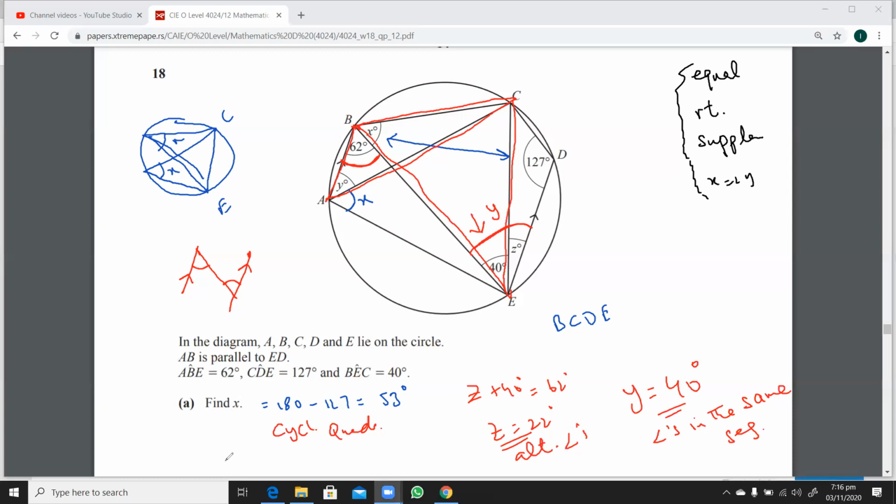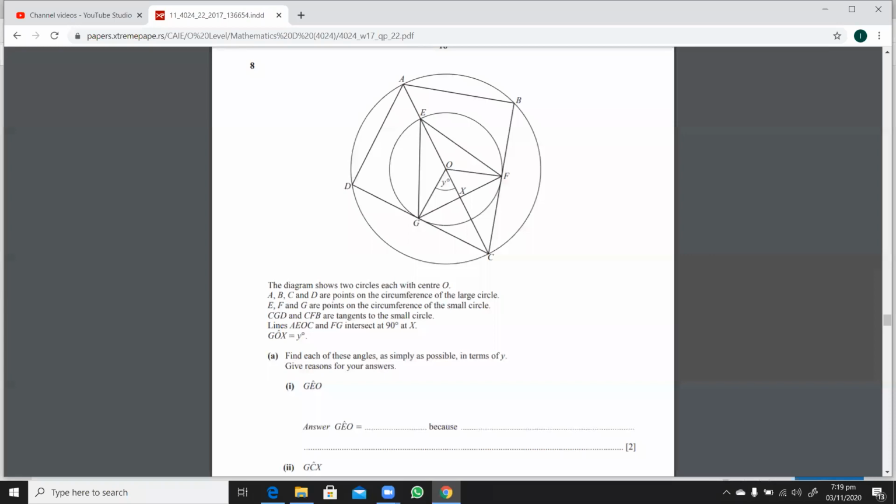This is from winter 17, paper 22. This looks like a really interesting question. It says the diagram shows two circles, each with center O. A, B, C, and D are points on the circumference of the large circle. E, F, G are points on the circumference of the small circle. CGD and CFB are tangents to the small circle.